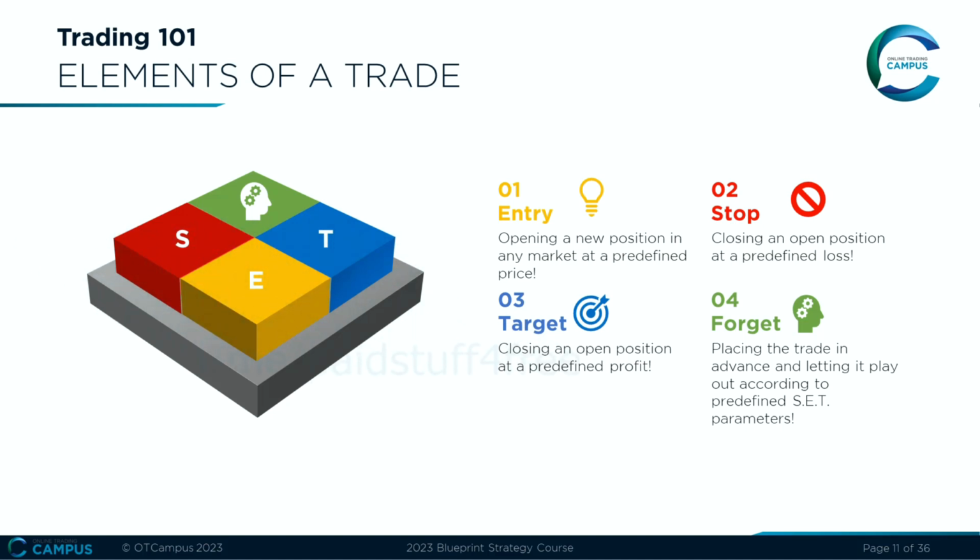So there are going to be 3 elements that each trade will consist of moving forward. All these elements we will spend some time on individually in just a second, and I'll showcase a practical application here too. But before we do that, let's look at the big picture. Each trade will consist of an entry, a stop, and a target.